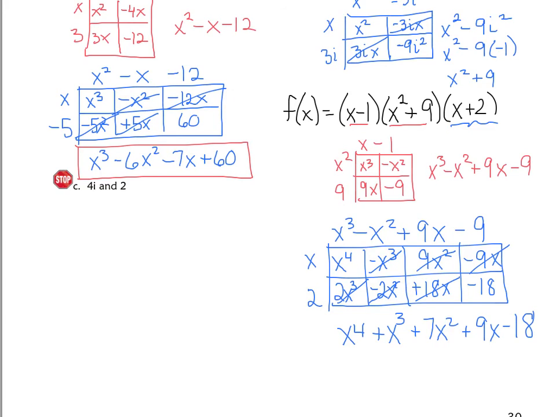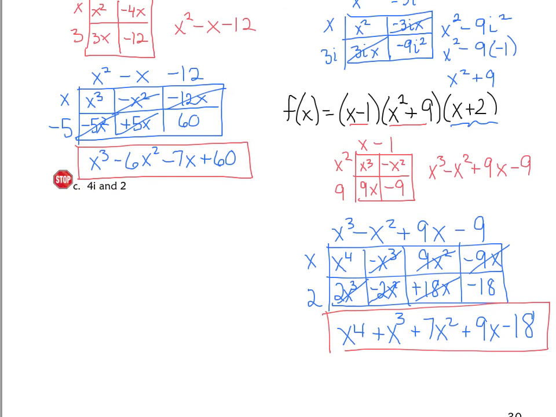Again, in the beginning, they gave me 3 zeros. However, i's always come in pairs. So that means if negative 3i was a 0, positive 3i is a 0. So really, this thing had 4 zeros. It's an x to the fourth. So my answer matches the number of zeros that it should have.